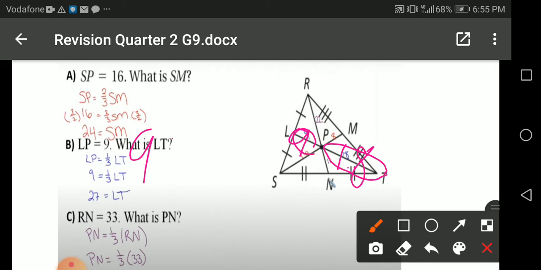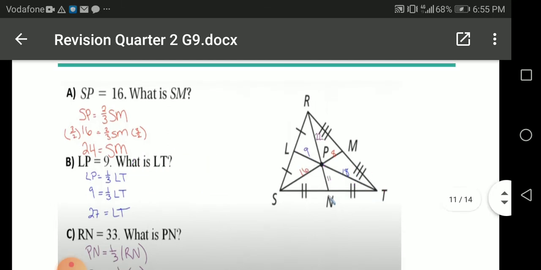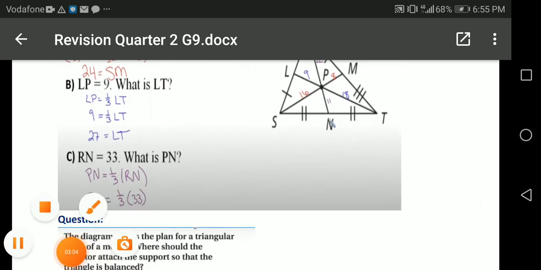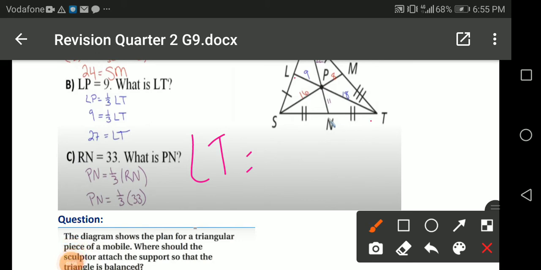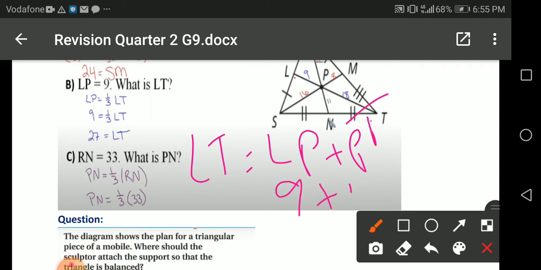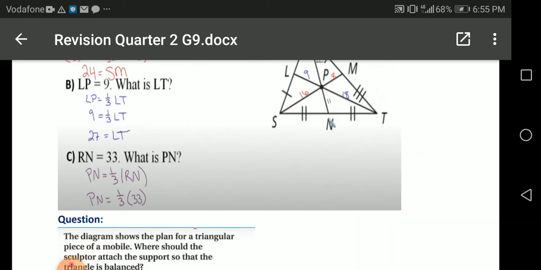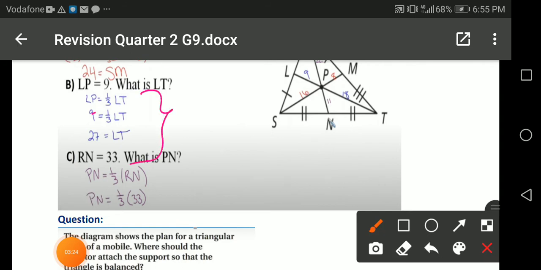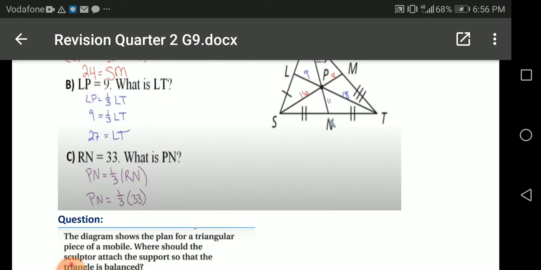Double means 9 times 2. The number times 2. And I can say also LT will be LP plus PT. Okay, LP 9 plus 18, so it will be 27. And in other words, remember this one: LP is a third of LT. The small one is a third of the total segment. We can solve it like this or like I told you.